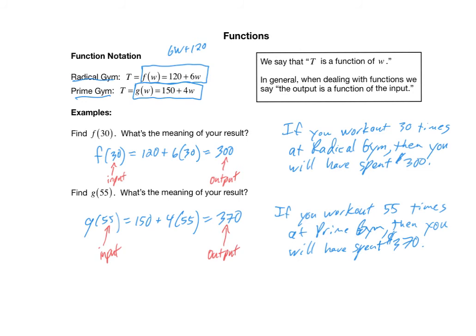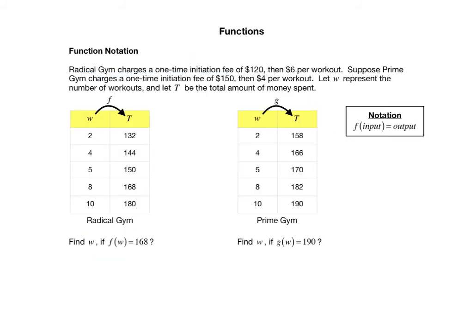In this case, t is called a function of w, not the other way around. T is a function of w, and what that ultimately generalizes to is we always say the output is a function of the input, not the other way around. Not the input is a function of the output, it's the output is a function of the input. So since t is the output variable and w is the input variable, we say that t is a function of w.